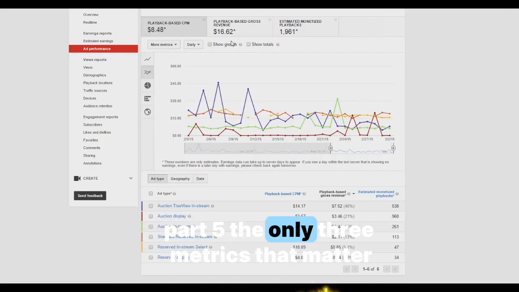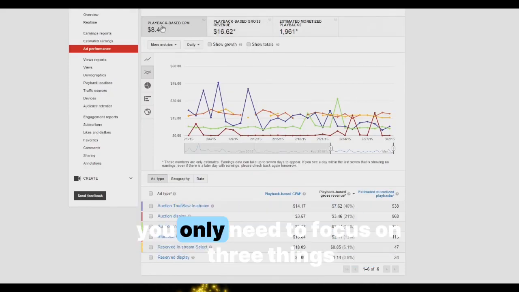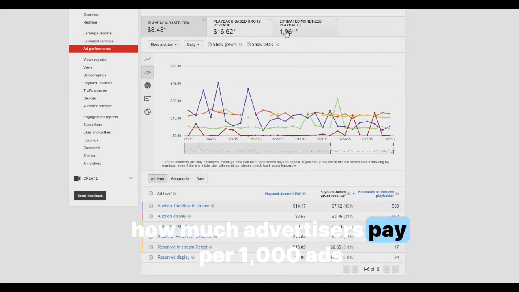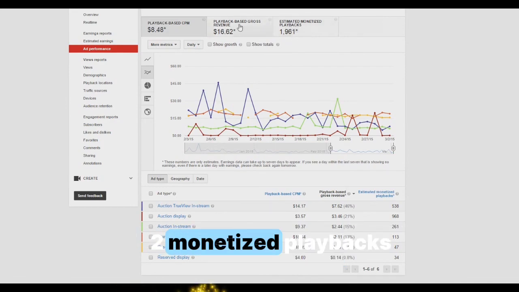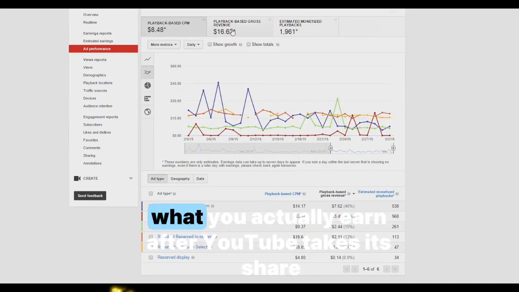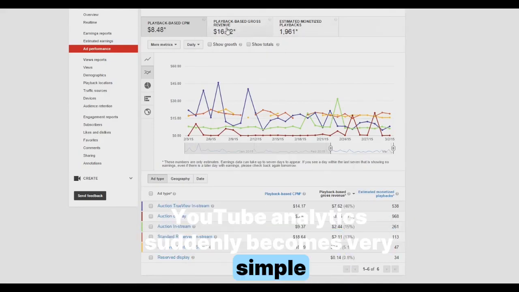Part 5. The only 3 metrics that matter. When it comes to understanding YouTube earnings, you only need to focus on 3 things. 1. CPM, how much advertisers pay per 1,000 ads. 2. Monetized playbacks, how many ads were actually shown. 3. Revenue, what you actually earn after YouTube takes its share. Once you understand these 3 numbers, YouTube analytics suddenly becomes very simple.